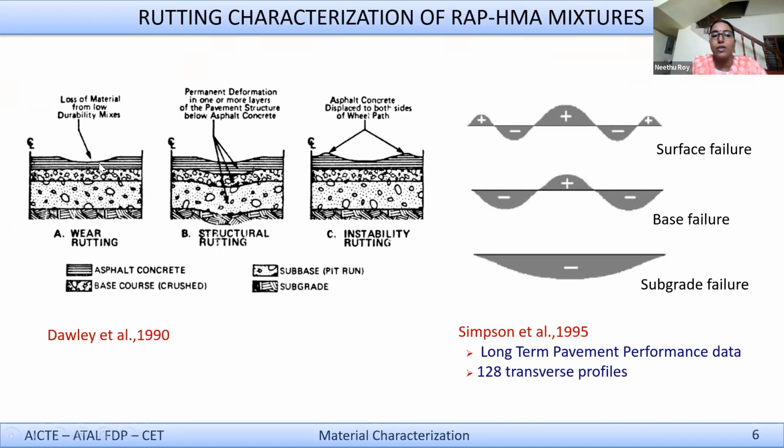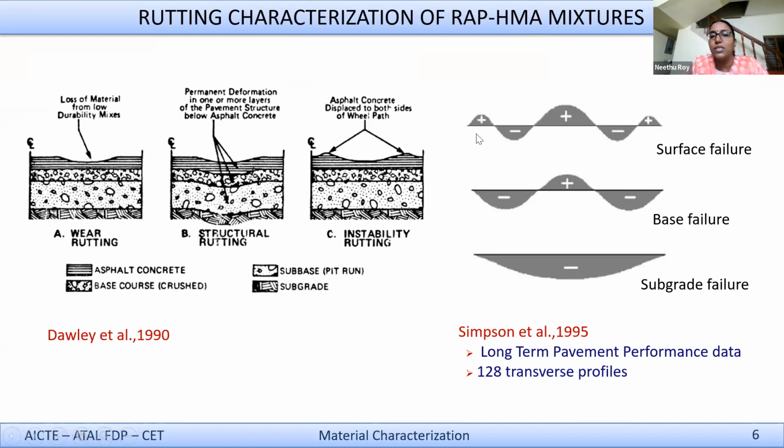See, if you see rutting on top of a pavement surface, it could be due to rutting in various layers, right? It could be rutting in the top bituminous layer alone, or it could be rutting at different layers of the pavement structure. Now, how do you know what rutting it is?